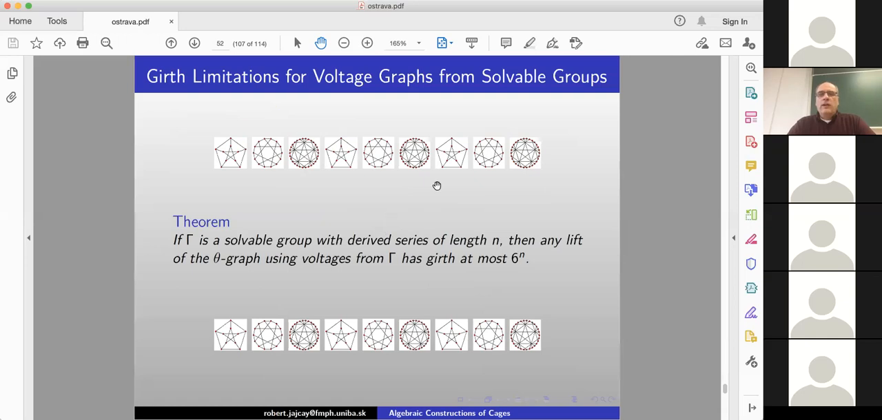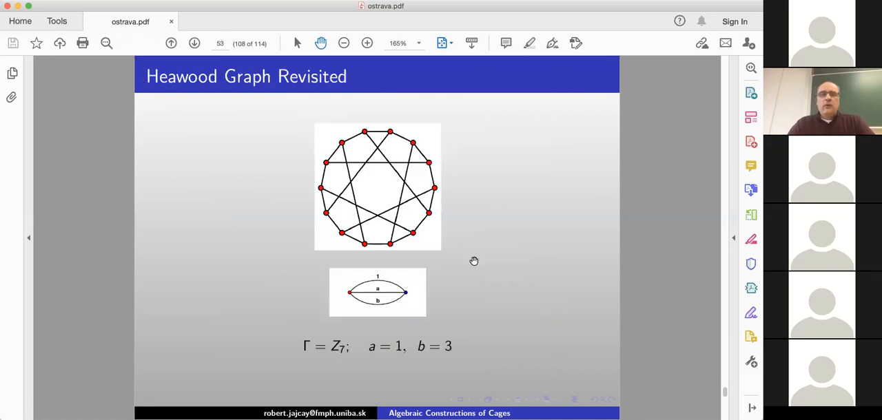If you go into the voltage graphs and solvable groups, the girth is limited by 6 to the nth. So that's one of the reasons why you can beat Cayley graphs with voltage graphs, because things change slightly. And even though someone might say that 6 is not much more than 4, which it is not, in terms of finding a better graph, you of course reach for the one that delivers better results.